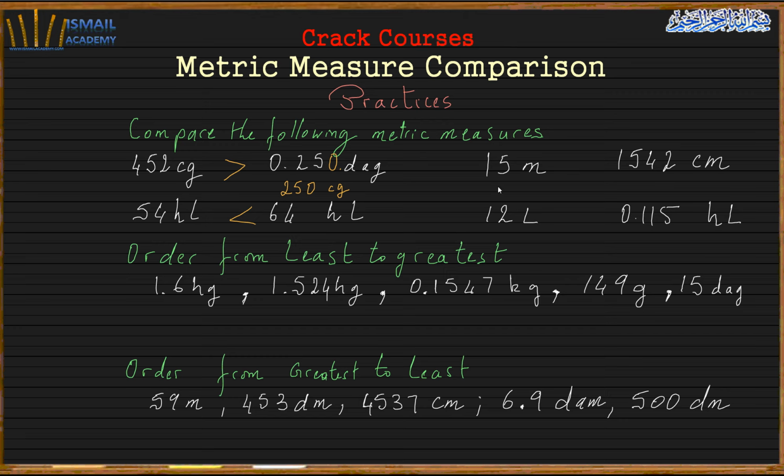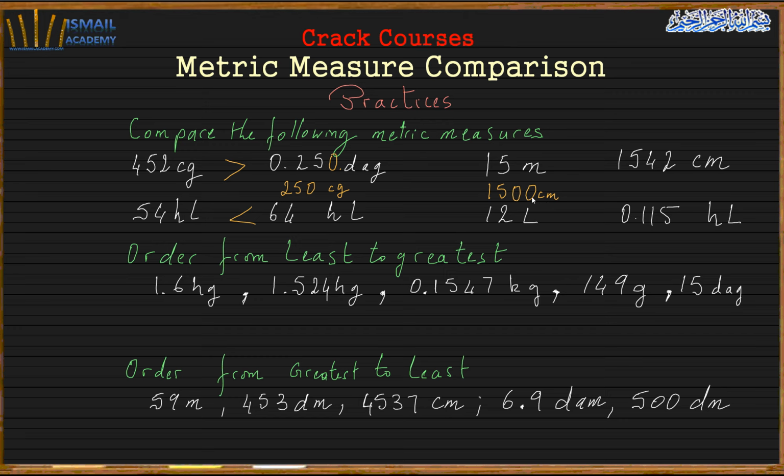Here I have 15 meter and 1542 centimeter. I will convert this one to centimeter. This is meter. What comes after is decimeter. I have 15, and 5 is the meter. The ones is always for the unit. So meter, what after meter? Decimeter, centimeter. 15 meter is 1500 centimeter.